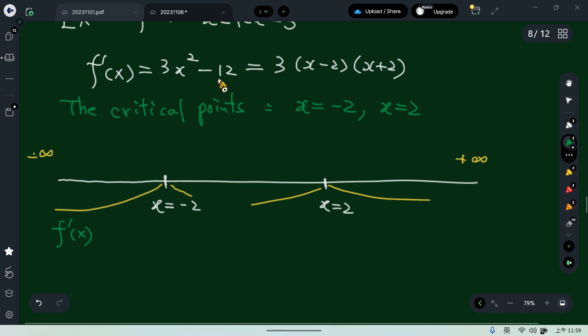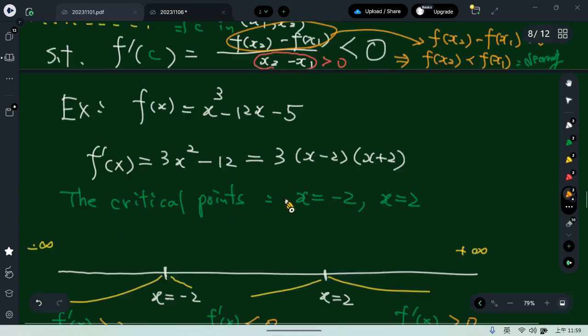From the first part it is positive, because when x is less than negative 2, this factor is negative and this factor is also negative. Negative times negative becomes positive. For the part in between, this factor is negative and this is positive, so finally it is negative. Finally, for the last part, positive times positive is positive, right?